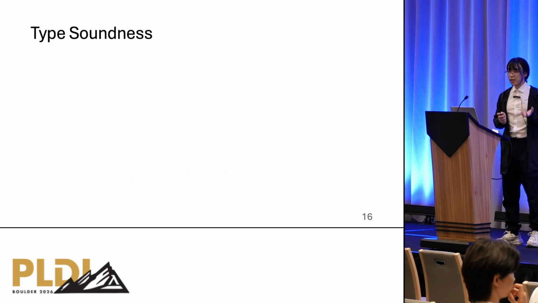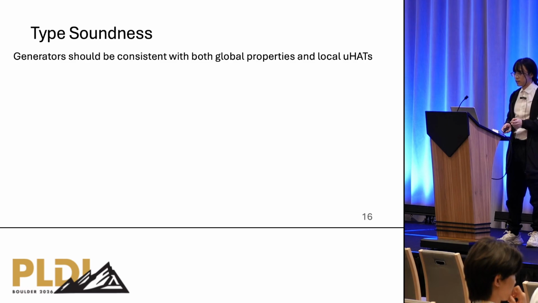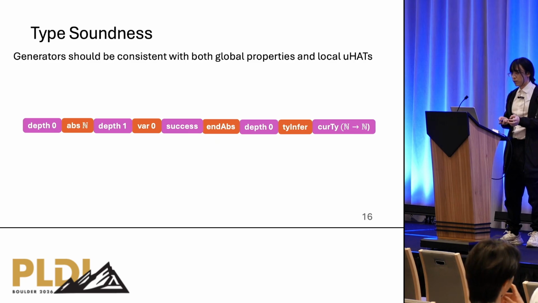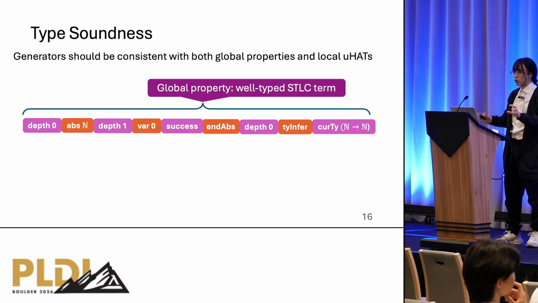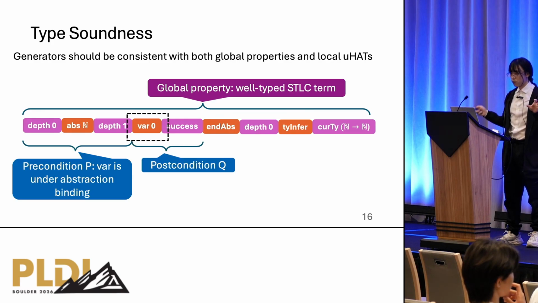So our type soundness says the synthesized test generator should be consistent with both the global property and the local U-hats. Assume that is a trace generated by our synthesized generator, and the whole trace needs to represent some well-typed STLC term. And if you focus on one specific event, which divides the trace into a prefix and postfix, this is consistent with the P and Q within the U-hat of a var.